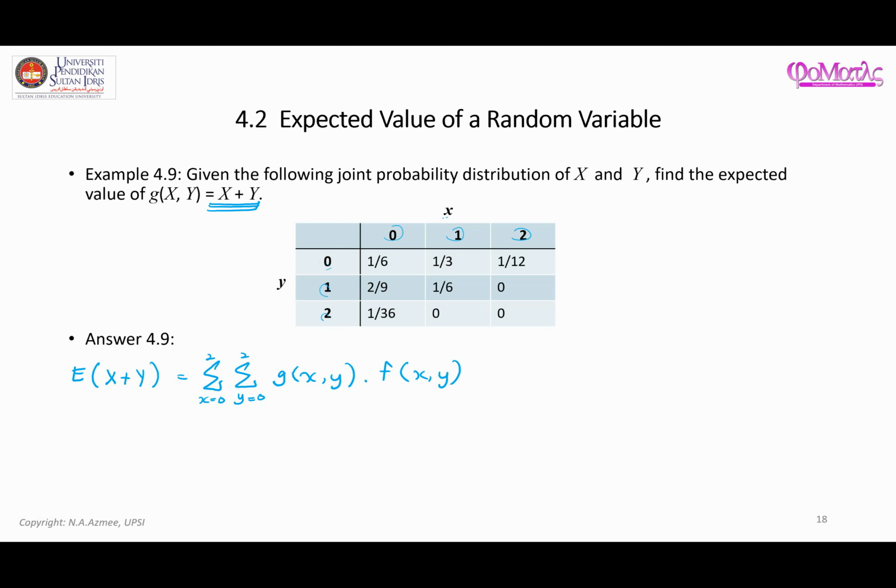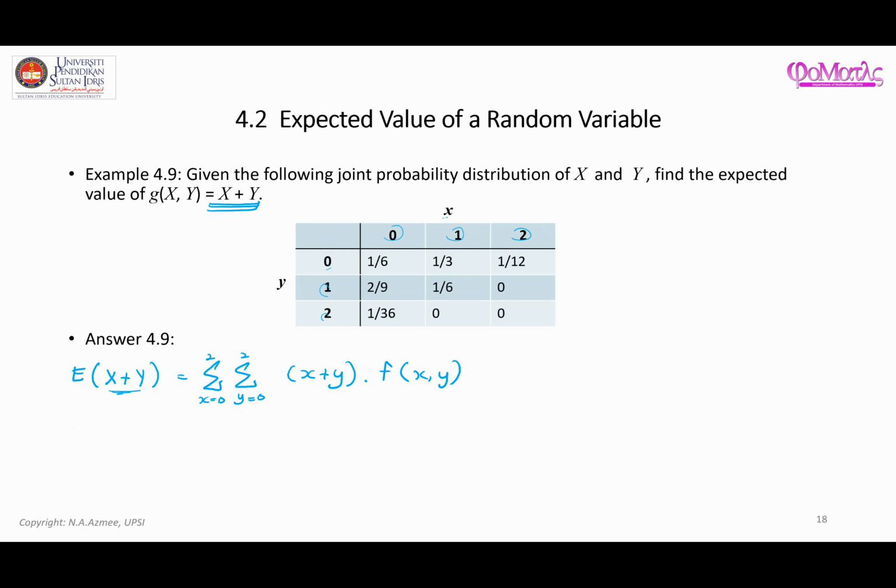We're just going to apply the formula. We start off with x equals to 0. Let me just erase this part. I'm going to write down the function straight away. So the function is this one, x plus y.